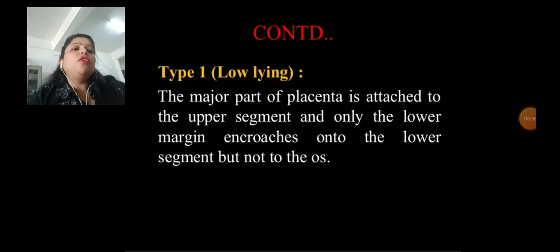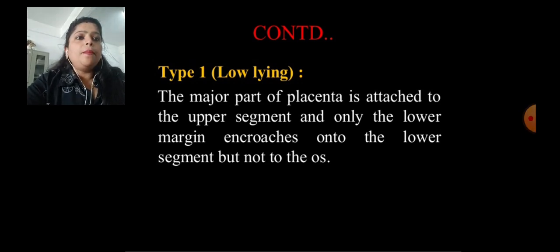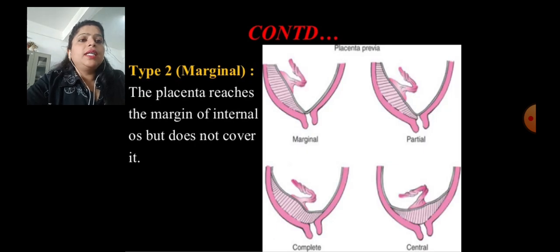In it, the major part of the placenta is attached to the upper segment and only the lower margin encroaches onto the lower segment but not to the os. Here it is low lying but it is attached to the upper segment only, and the lower margin reaches the lower segment but not the os. In type 2, marginal, the placenta reaches the margin of the internal os but it does not cover it.